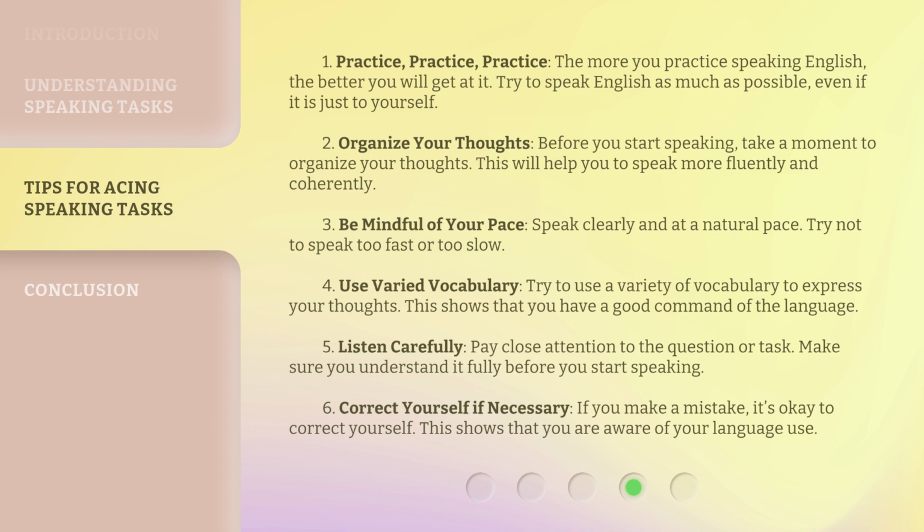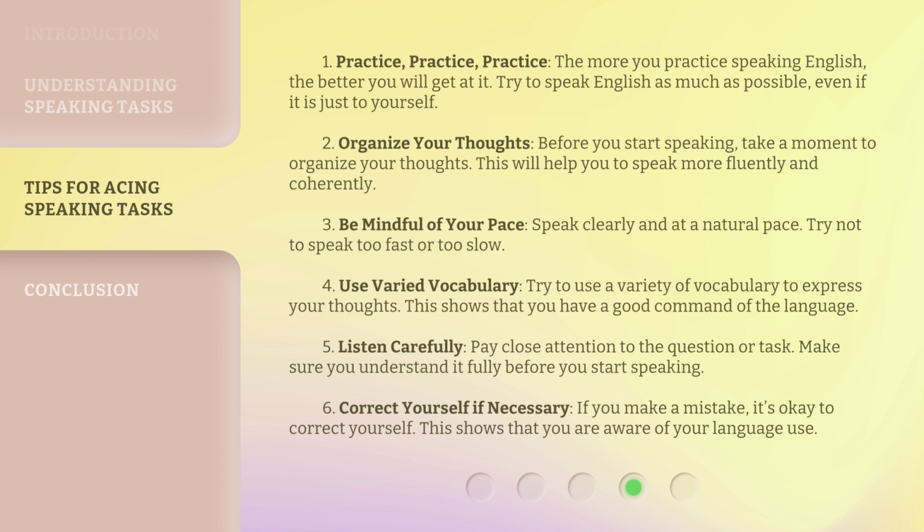3. Be mindful of your pace. Speak clearly and at a natural pace. Try not to speak too fast or too slow. 4. Use varied vocabulary. Try to use a variety of vocabulary to express your thoughts. This shows that you have a good command of the language.